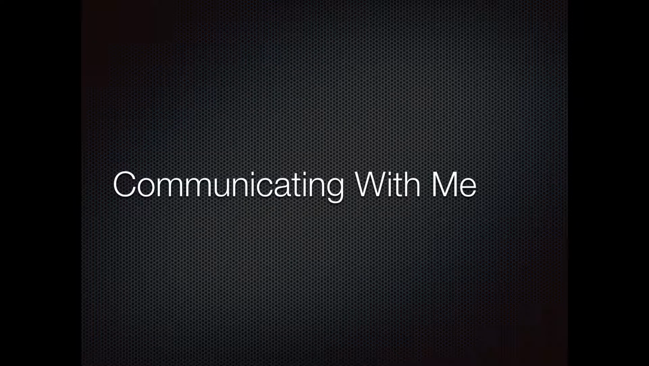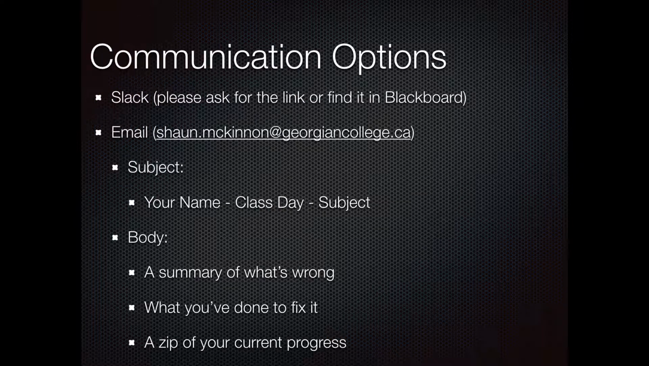All right, communicating with me. Best way to communicate with me is Slack. There's an invite link under the resources inside Blackboard. It's 100% the fastest way to reach me because it goes to my phone, my tablet, my Mac, and my work computer, and I usually reply relatively fast unless I'm in a meeting or something like that. It is definitely quicker than email. Email I tend to check once a day. Slack is 100% the fastest.